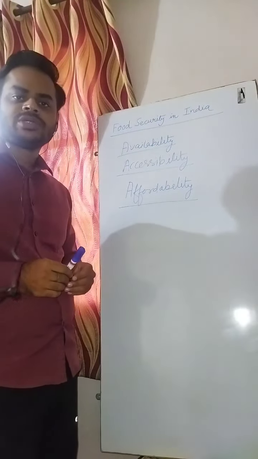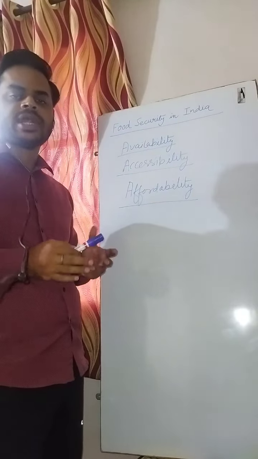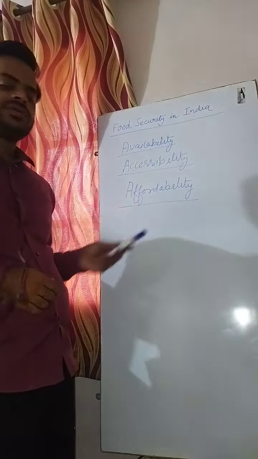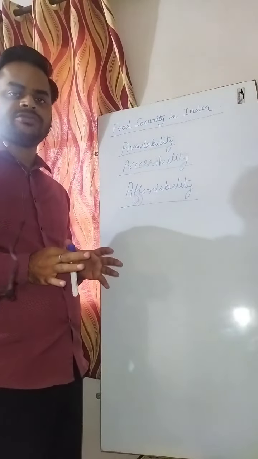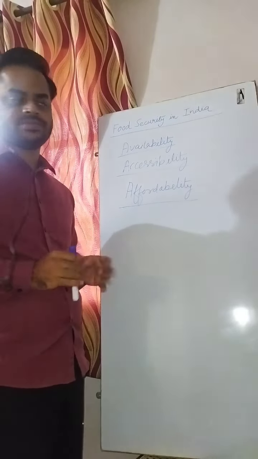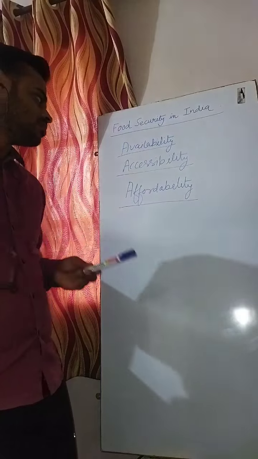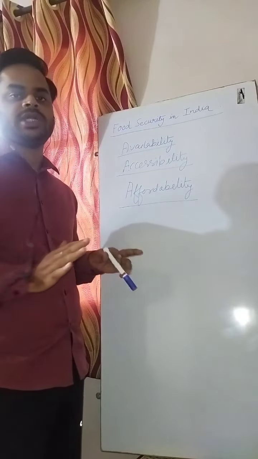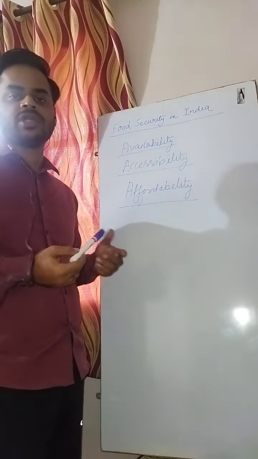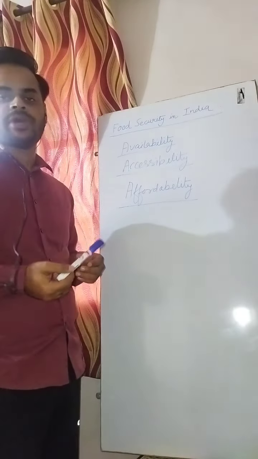So what is food security? Food security is basically described as the availability, the accessibility and the affordability of food to each and every person and at all times. Now what is availability? Availability is the presence of enough food to feed all mouths and at all times, even in worse conditions like natural calamities like earthquake, drought, famine, etc.